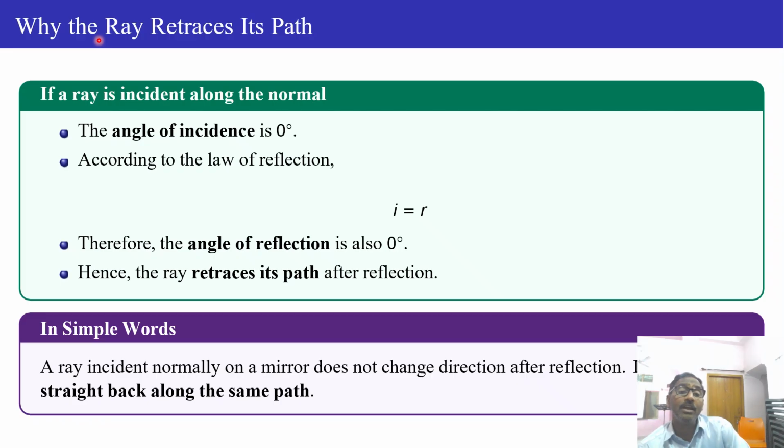If the ray passes through the center of curvature, then what about the reflection? Angle of incidence is equal to angle of reflection. Therefore, the angle of reflection is also 0 degrees. Hence, the ray retraces its path after reflection. So, in simple words, a ray incident normally on a mirror does not change direction after reflection.